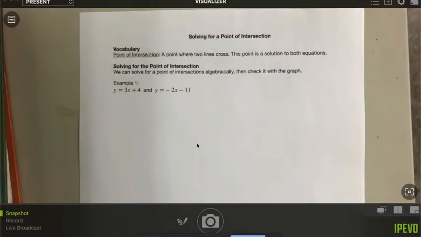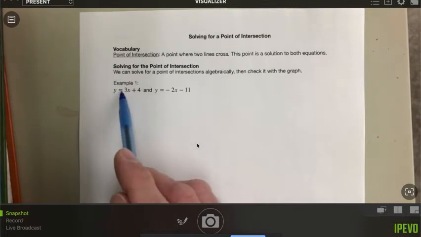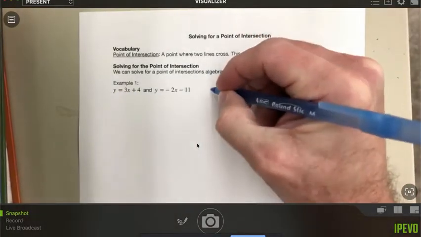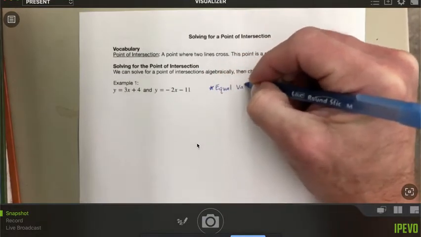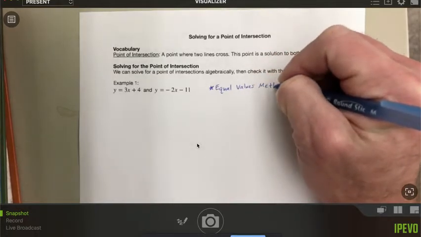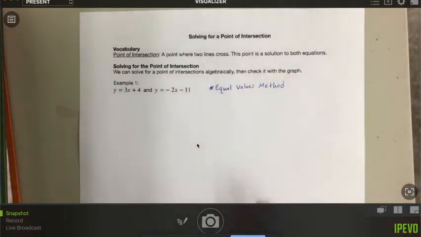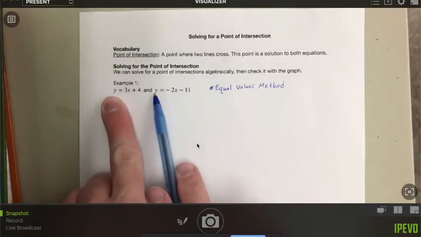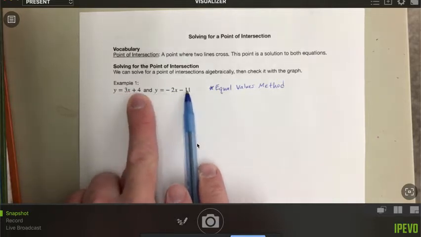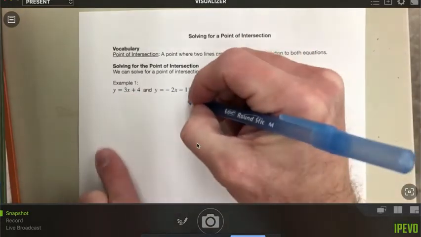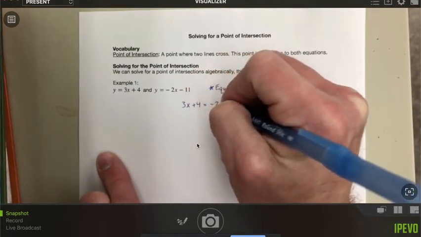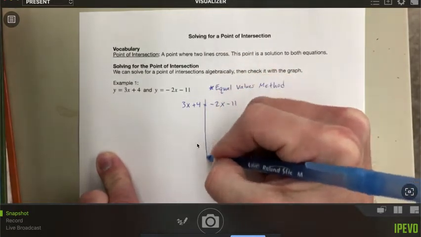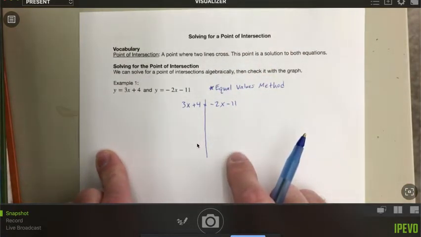All right, and so if I have two equations and they're both equal to y, we're going to call this the equal values method. And this has to do with the fact that both equations are equal to y. So when I want to solve for the point of intersection algebraically, I'm going to take the expressions that they're equal to, and I'm going to say, here's 3x plus 4 equals negative 2x minus 11. And then this is something I know how to solve.